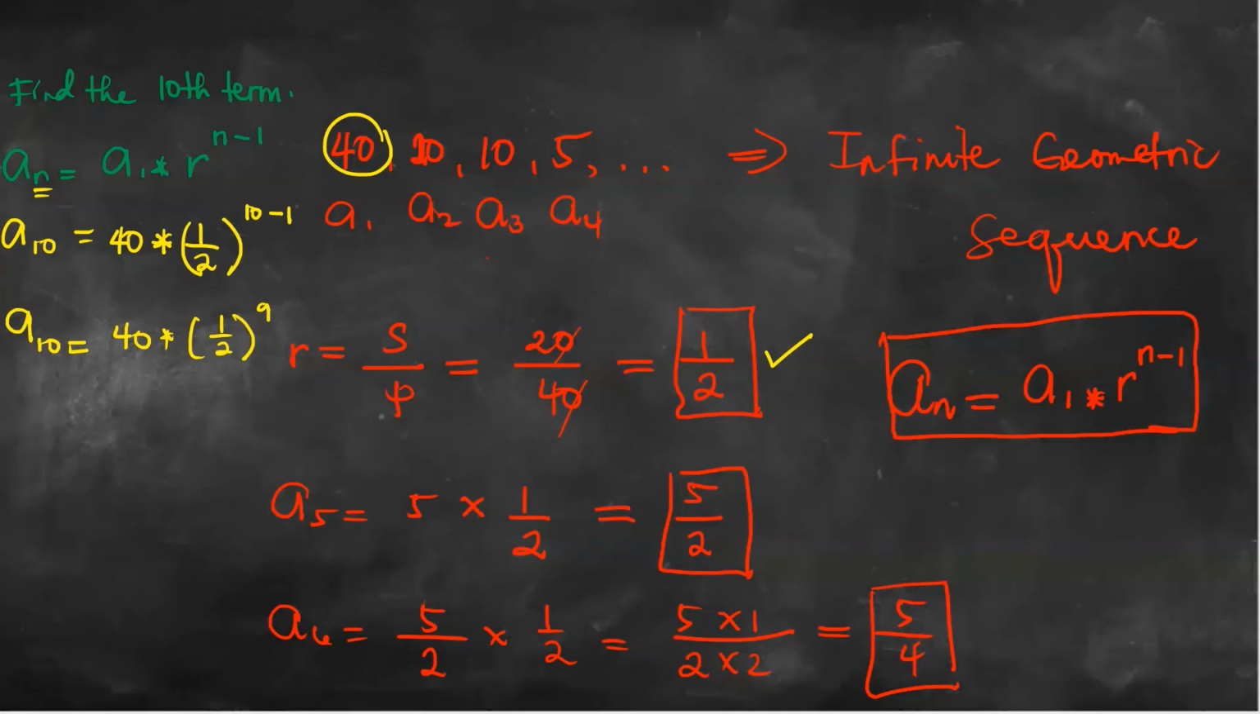So what would that be? Okay, 1 half raised to 9 is equal to 1 over 512. So it will be 40 times 1 over 512. If you multiply this and simplify, that is 5 over 64. So therefore, our A sub 10 is going to be 5 over 64.